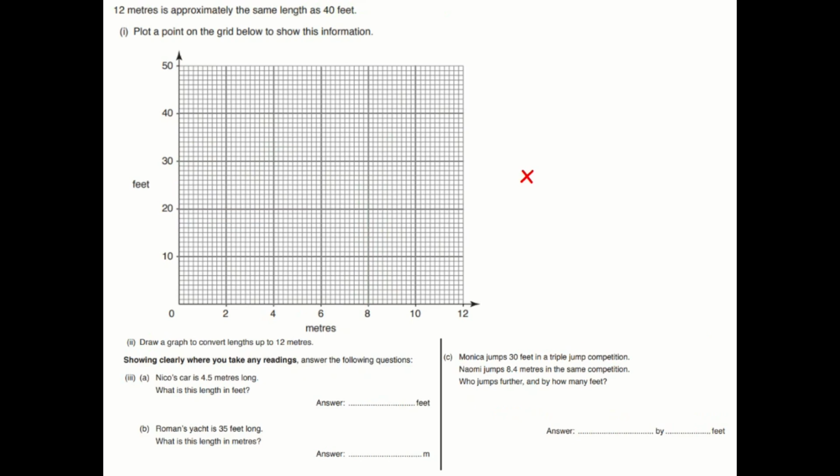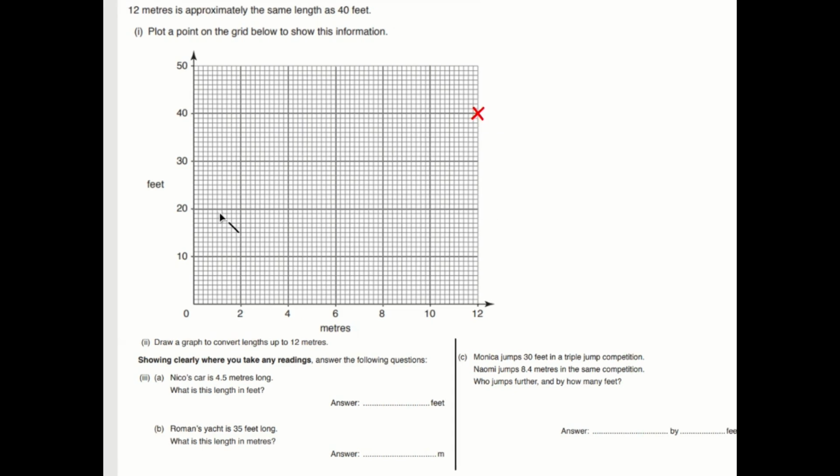Okay, and another example where you've got to plot the points. It says 12 metres is approximately the same length as 40 feet. So you're going to use your coordinate 12 metres, 40 feet. There's 12 metres, there's 40 feet. That is your coordinate. Please don't be tempted to just draw a straight line from the bottom part of the graph to the top part of the graph and hope for the best. No, you've got to do it through that point. Draw a graph to convert the lengths up to 12 metres. Well, we've done that.